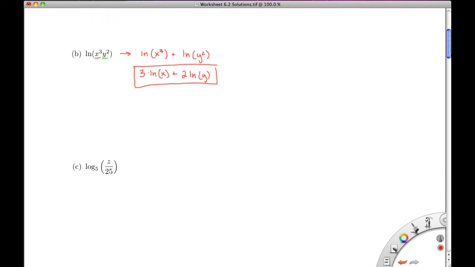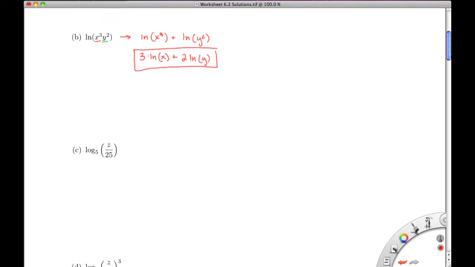Okay, so for part C, we've got the log base 5 of z divided by 25. So here we've got a quotient of two values inside the log, in this case log base 5. So we'll use the property that allows us to expand logarithms of quotients. So we can rewrite this as the log base 5 of our numerator z minus the log base 5 of our denominator, in this case 25.